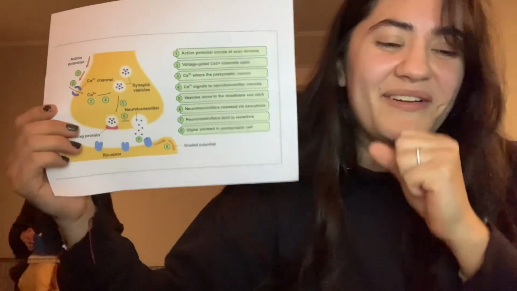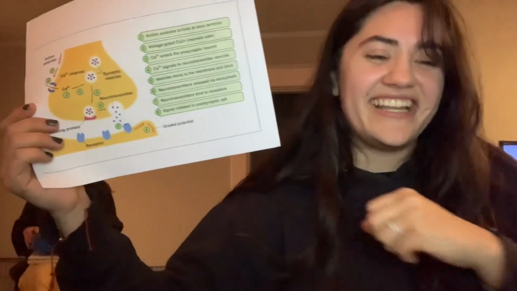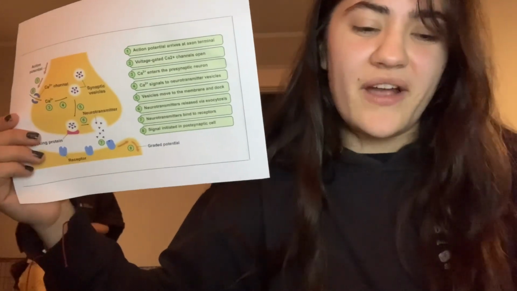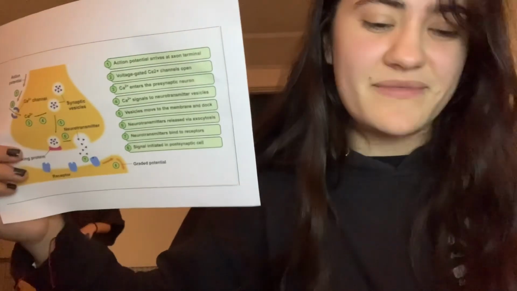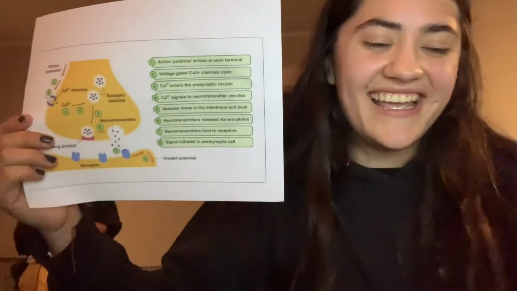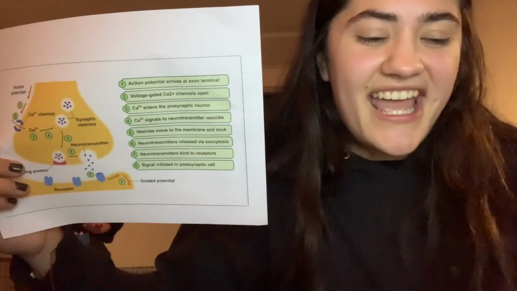Step 5, activation. Step 6, postsynaptic potential generated and the postsynaptic cells summate. And finally, neurotransmitter inactivation.